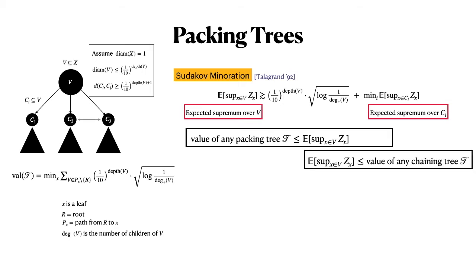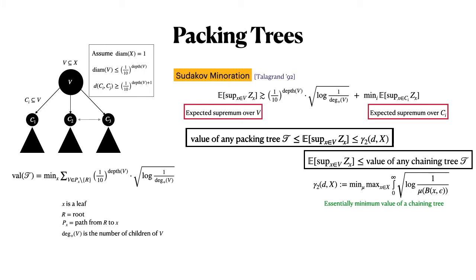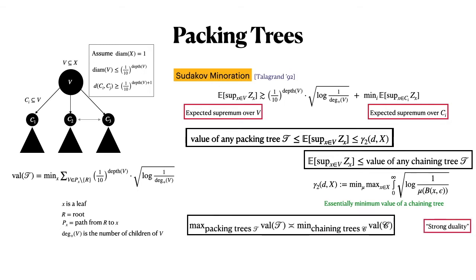And we also saw that the expected supremum is upper bounded by the value of any chaining tree. And let me define this quantity gamma 2, which is just the majorizing measures bound, and essentially the minimum value of a chaining tree. So the expected supremum is lower bounded by the value of a packing tree and upper bounded by gamma 2, the value of a chaining tree. And the key insight of Talagrand from this majorizing measures theorem is that the maximum value of a packing tree is exactly equal up to constant factor to the minimum value of a chaining tree. So there is some kind of strong duality between chaining and packing trees.